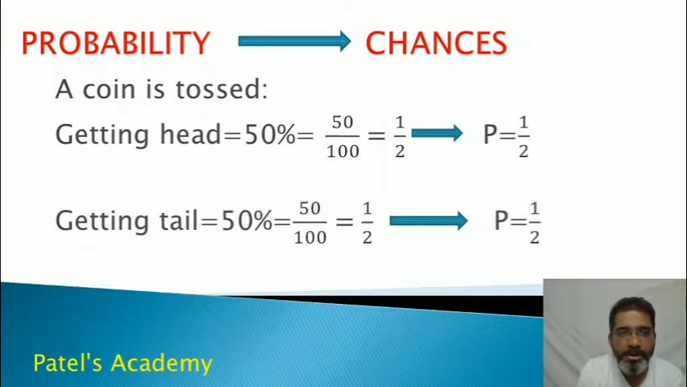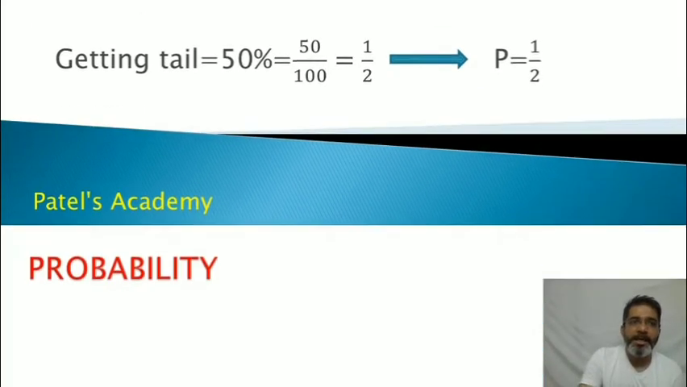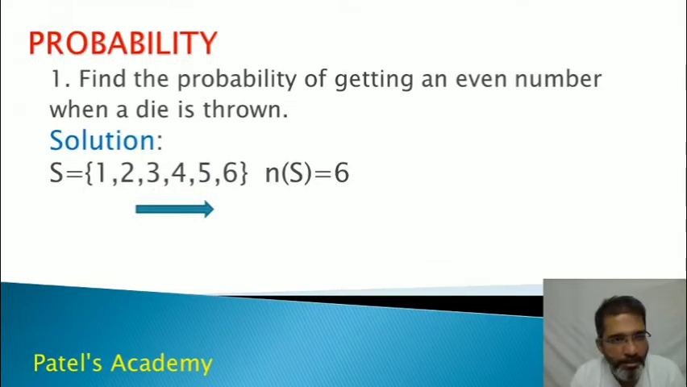In the same way, what is the probability of getting a tail? It is again 50%. So 50 upon 100, reduce, you will get 1 upon 2. So the probability of getting a tail is half. Okay, let us take an example.